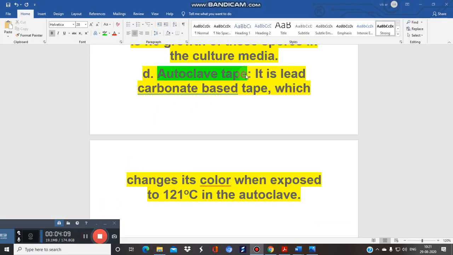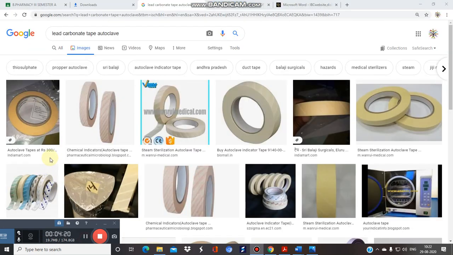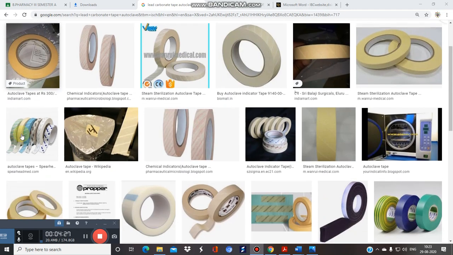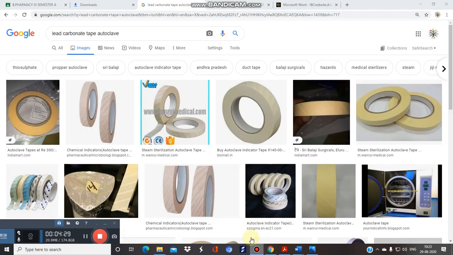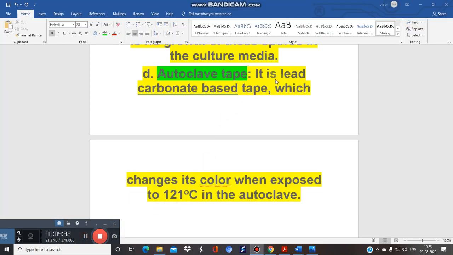So next is the autoclave tape. It is a lead carbonate based tape which changes its color when exposed to 121 degrees Celsius in the autoclave. Just see this image. These are the images of the lead carbonate autoclave tapes. This is an autoclave indicator. It is a simple tape. So basically, these tapes change their color when exposed to 121 degrees Celsius in the autoclave. So that will give us a particular idea about our articles that are to be sterilized.